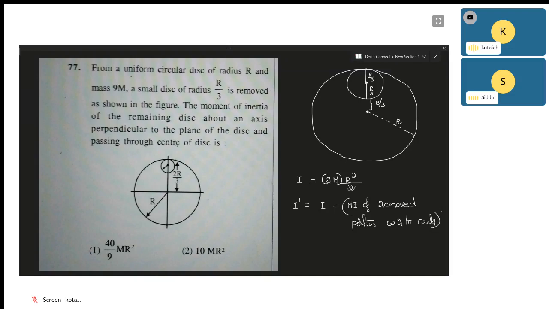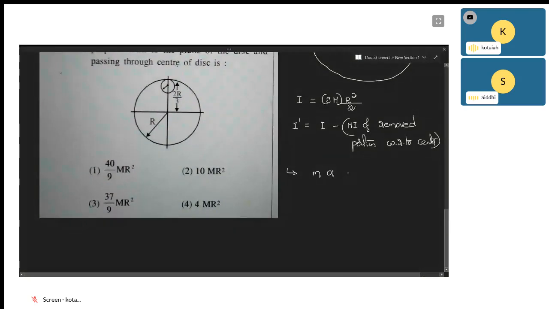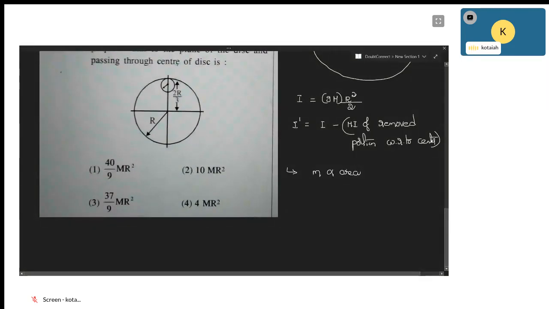Okay. Now, can I say the removed portion is also a disk, right? Now, chalo. So first I want to find the mass of the removed portion. Now here, disk means, can I say mass is distributed throughout its area, right? Throughout its area. So can I say mass is proportional to area, right? Correct, no?